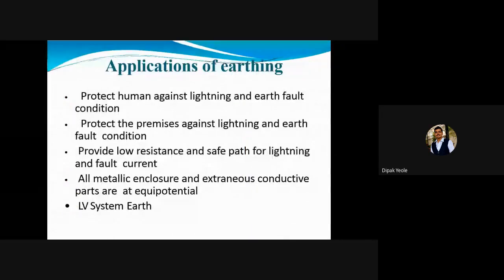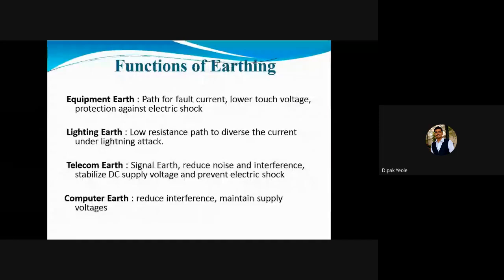So these are the applications which we have discussed earlier. These are the functions of earthing. What are the functions? Equipment can be earthed. Lightning earth means a low resistance path to divert the current under lightning. We can use earthing for telecom operations to reduce the noise and the interference. And we have to use the earth for computers also, for interference and for maintaining the supply voltage.